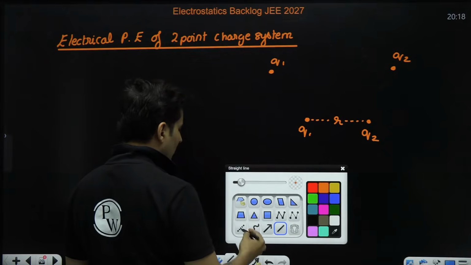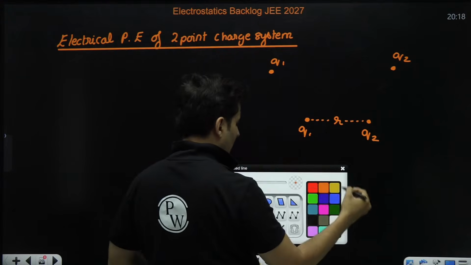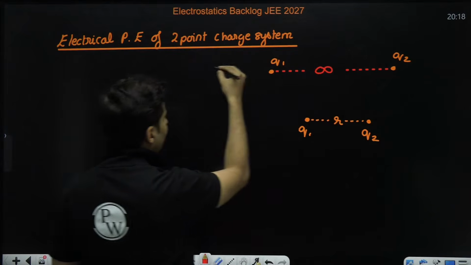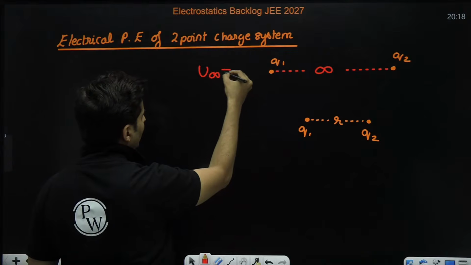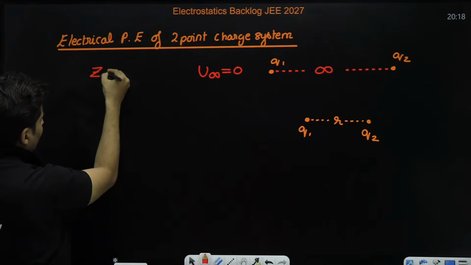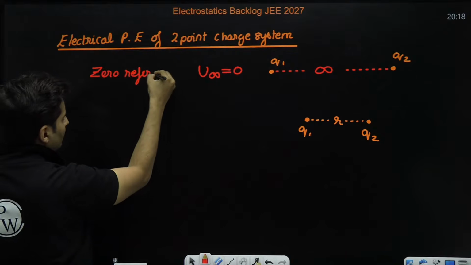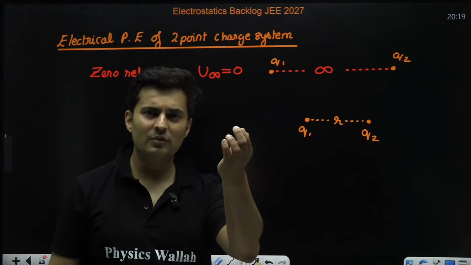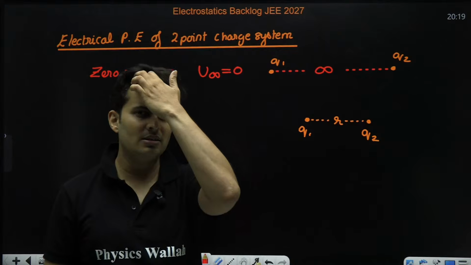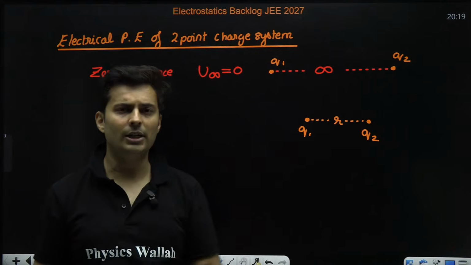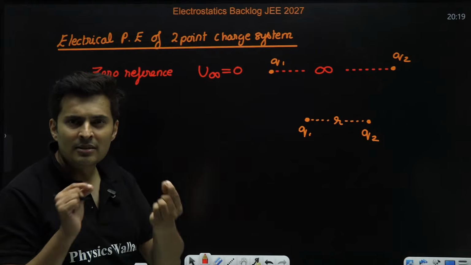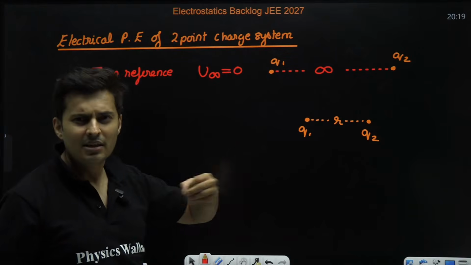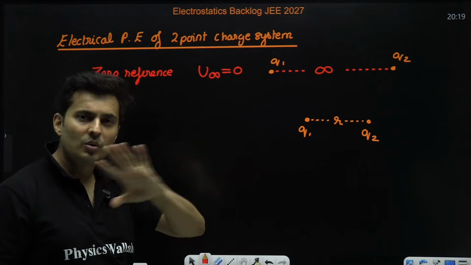Earlier they were separated by infinite distance. When their distance is infinity, the potential energy is 0. This is your 0 reference when they are very, very far away. For practical purposes, a few meters, a few centimeters also becomes infinity for the charges, because the forces die out very fast for electrostatics. It's only at atomic distances that these charges will behave with some considerable force. So for charges, even a few millimeters and meters is good enough as infinity.